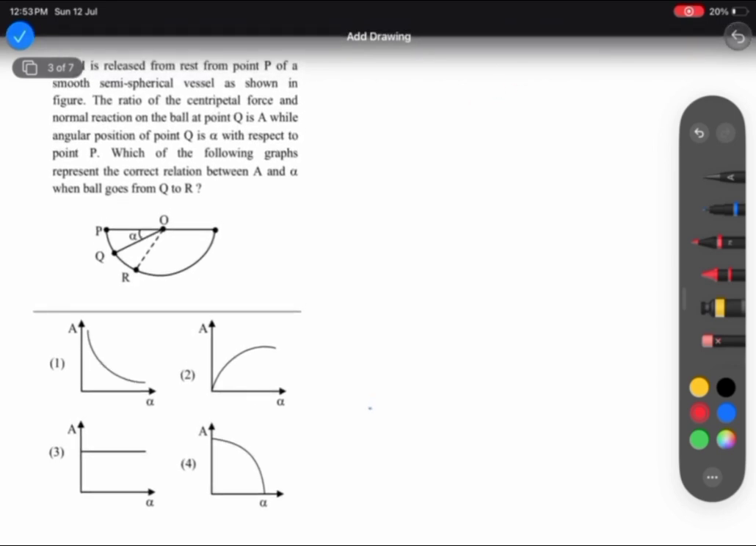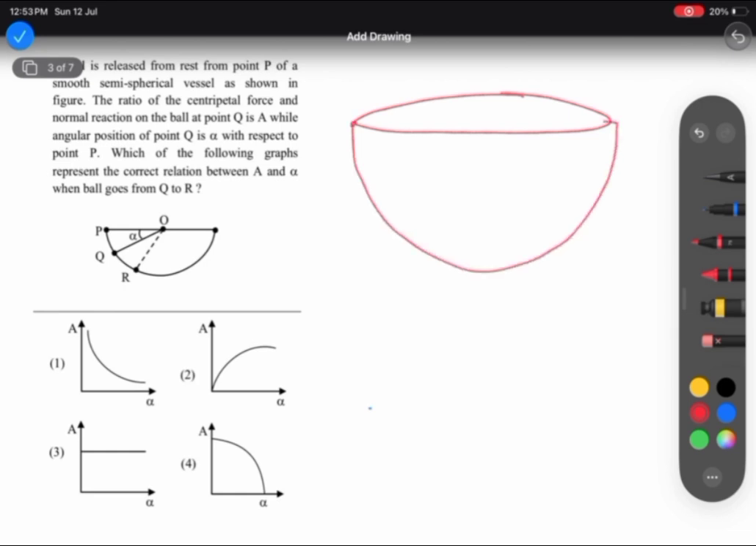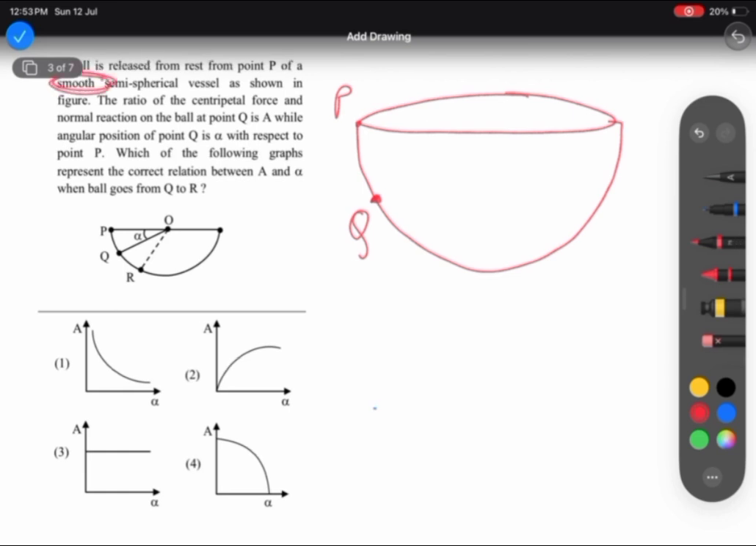So, there is a semi-spherical vessel and the ball is released from point P to point Q. Here, there are two real forces acting on the ball. One is mg, which is the weight of the ball, and the second is normal. In the question, it's mentioned that the vessel is smooth, which means the friction is absent here, so we will not consider it. Mg will be vertically downward and normal will be towards the center of the vessel.